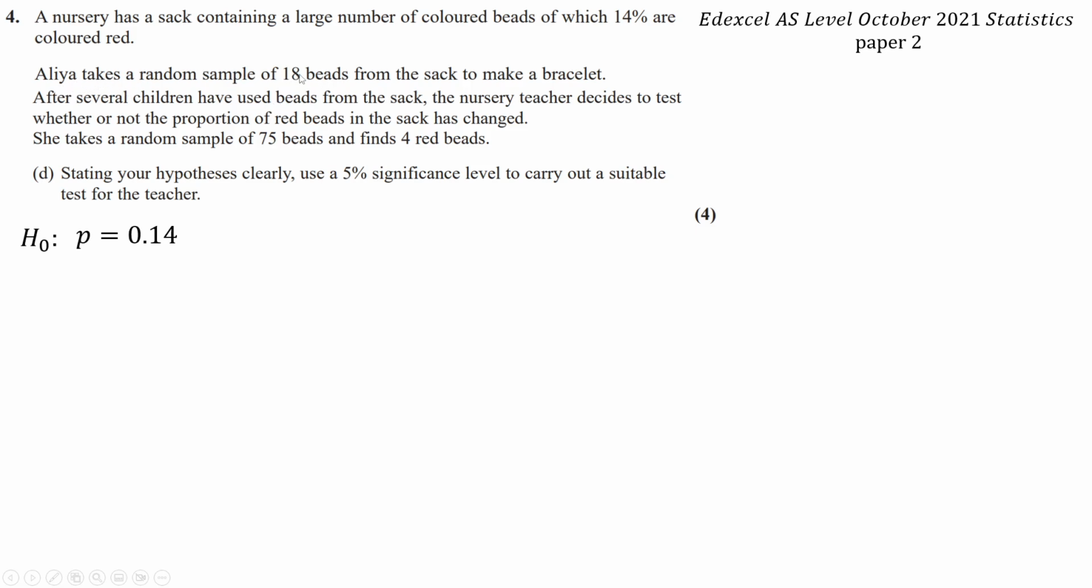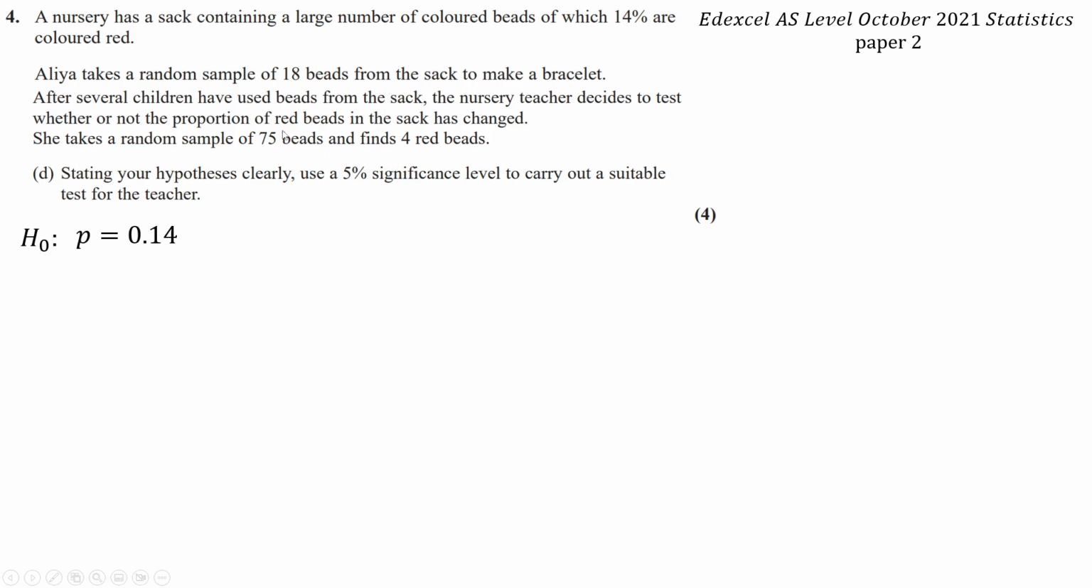Alia takes a random sample of 18 beads from the sack to make a bracelet. I've just picked out specific parts of the question which we'll actually use, because there's other stuff that I'm not going to go over. After several children have used beads from the sack, the nursery teacher decides to test whether or not the proportion of red beads in the sack has changed. Notice the word changed, so it's going to be a two-tailed test. She takes a random sample of 75 beads and finds 4 red beads.